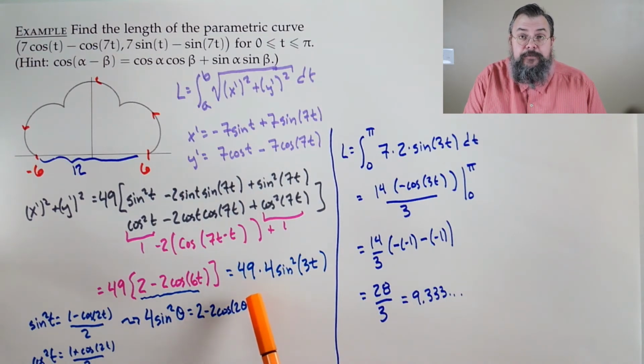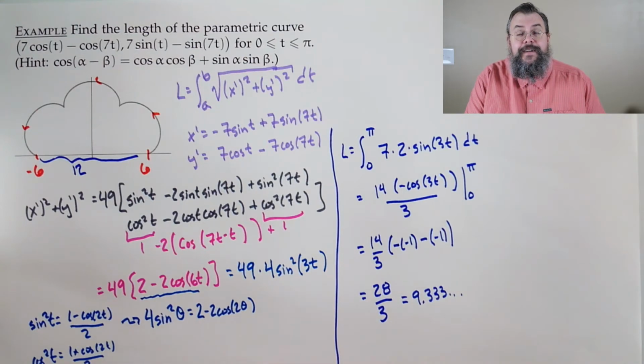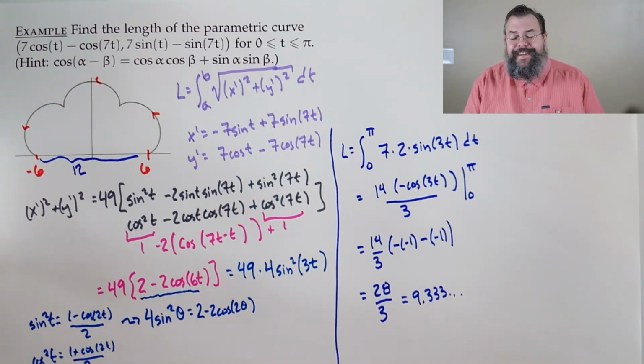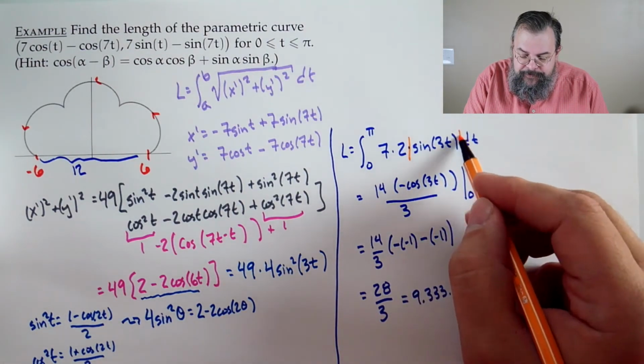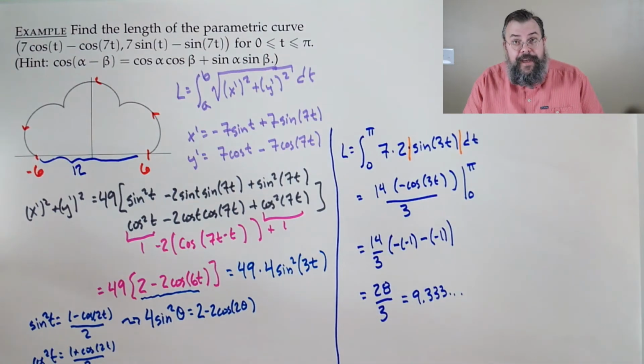Square root of 49 is 7. Square root of 4 is 2. Square root of sine squared is not sine. Now you're probably thinking, I'm pretty sure it is sine. It's actually the absolute value of sine. So that was the mistake. Now, sometimes it doesn't make a difference and sometimes it does.